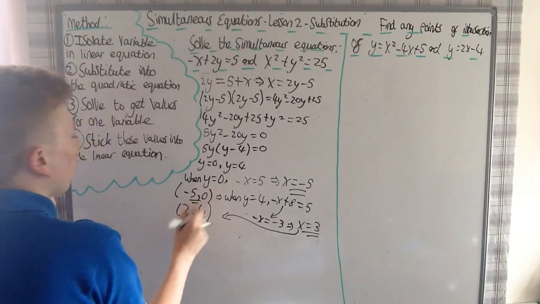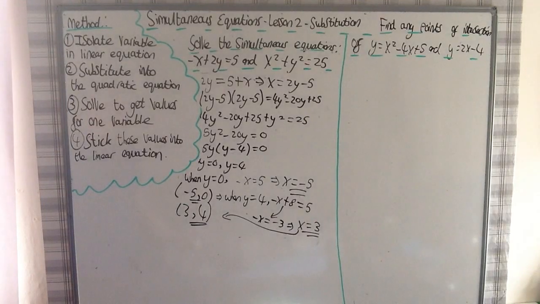So there are two coordinates. So we've solved the simultaneous equations. When x is 3, y is 4, and when x is minus 5, y is 0. So that would pick us 4 marks up, and we're likely to get around 4 marks in an exam.